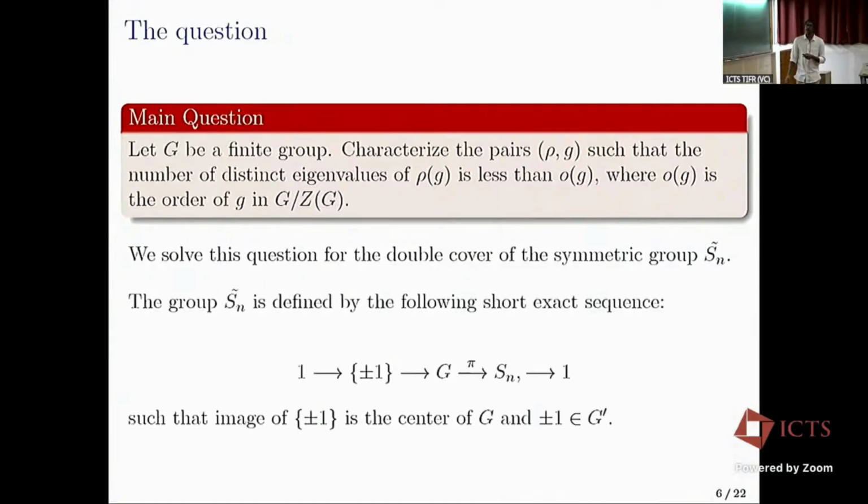So they are actually solutions to this short exact sequence, where the image of this Z2 has to be equal to the center of G, and G prime, the commutator group of it, must contain plus and minus 1. And of course, G will surject onto Sn. So you can easily see that the cardinality of G will always be 2 times n factorial.